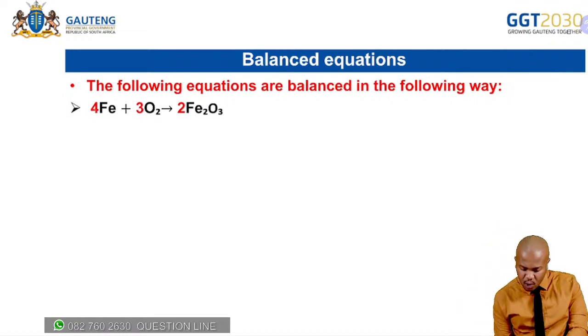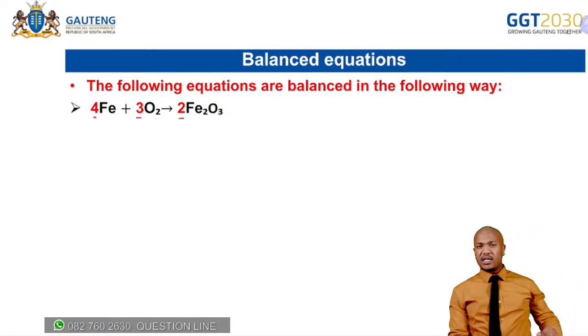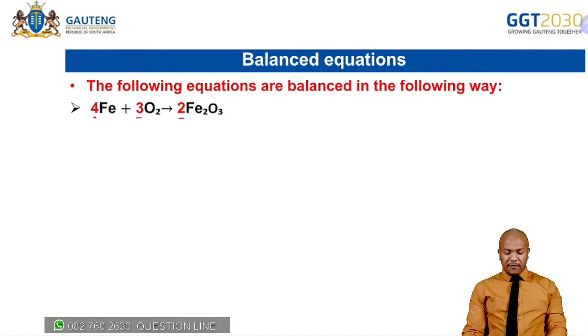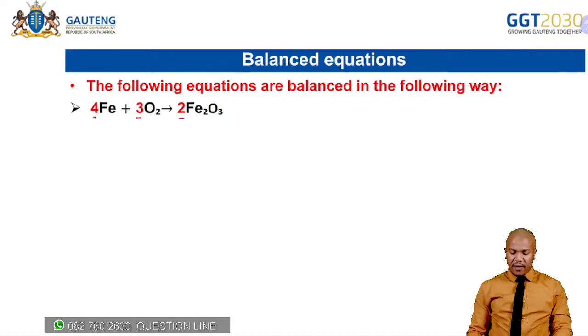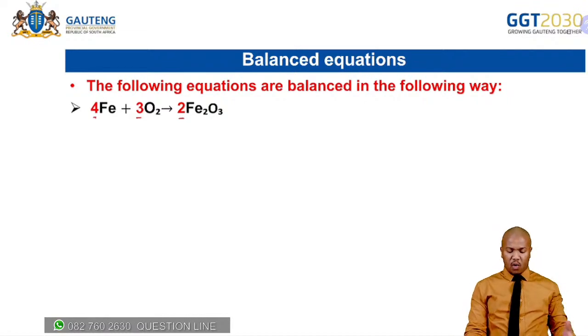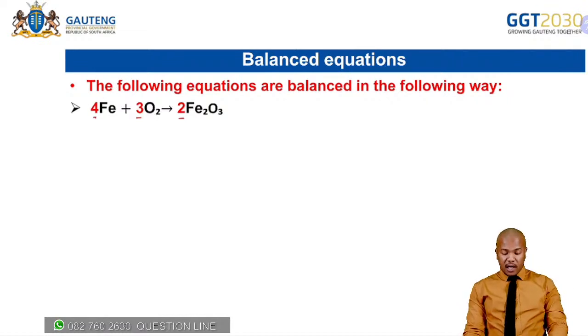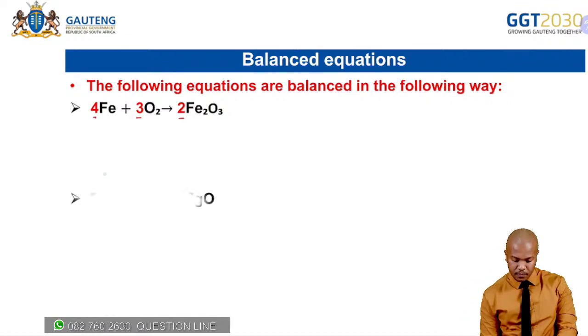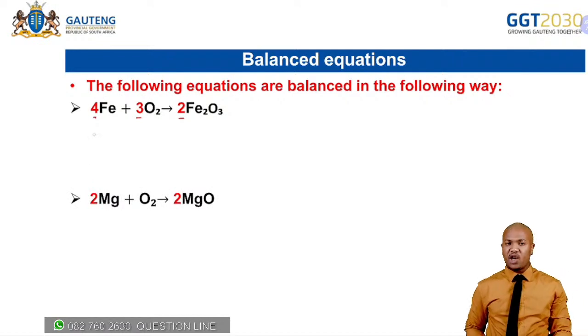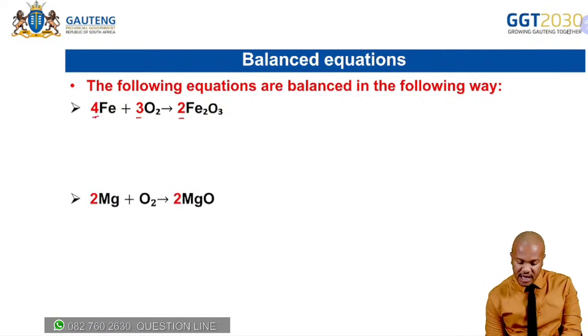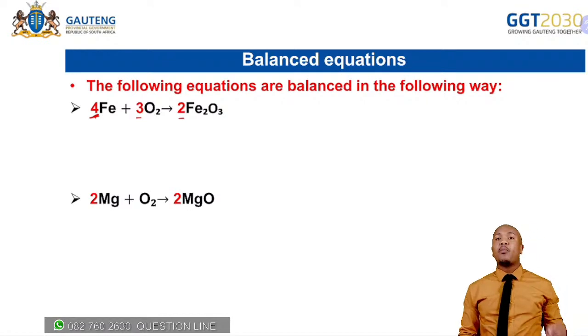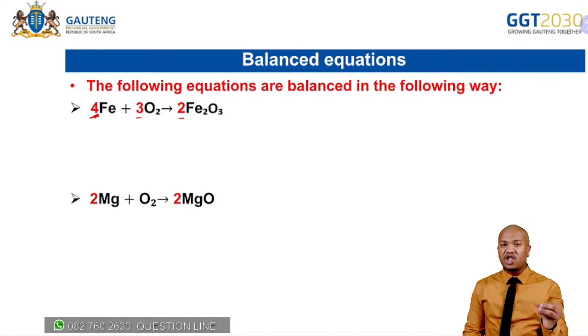We see coefficient 4, coefficient 3, and coefficient 2 in this equation. Let's read it out. It is Fe plus O2 equals Fe2O3, right? Your iron plus your oxygen forming what? Your iron trioxide, right? Now, they are balanced in such a way.